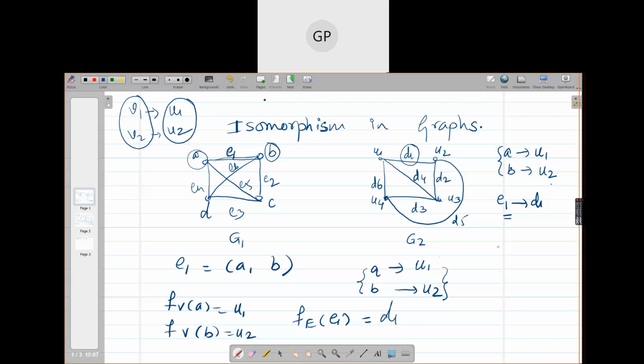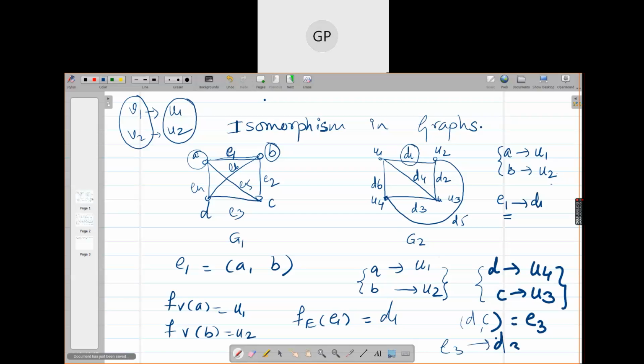Now if I map D to U4, C to U3, then there is an edge between D and C also. This is a complete graph, so there is an edge between every pair of vertices. What is the name of the DC edge? E3. So there is an edge between U4 and U3 also, and E3 is mapped to D3. Are you getting it?